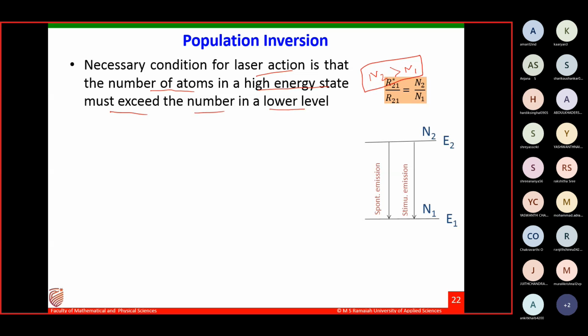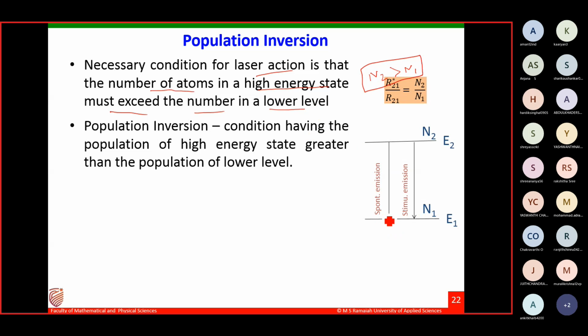By default, more atoms are in the ground state, therefore I need to go for population inversion. Population inversion is the condition of having the population of the higher energy state greater than that of the lower energy level. Initially, by default, I will have 5 atoms here and 3 atoms in the higher energy level according to the Maxwell-Boltzmann equation. But by doing population inversion, I send 2 atoms upstairs. Then I will have more atoms in the higher energy level compared to the lower energy level. That condition we call population inversion.